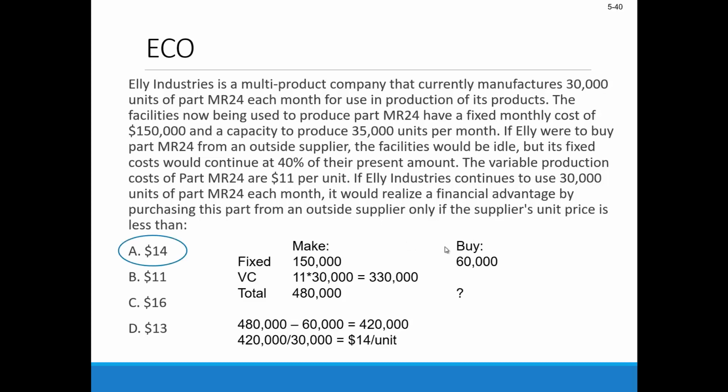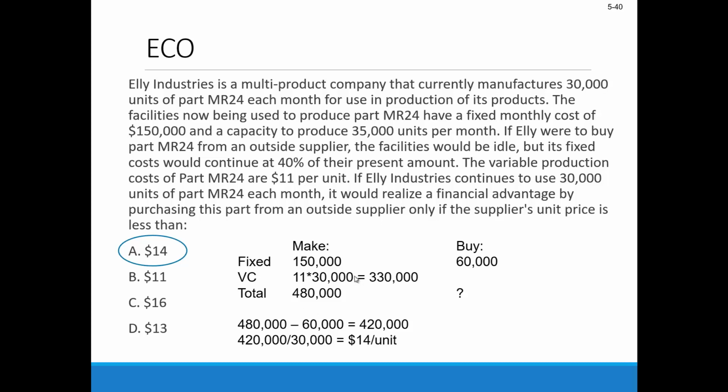So our answer there is $14. And again, we can lay this out side by side if we'd like to kind of think about the difference. Under the make scenario, we had the fixed cost of $150,000. Under the buy scenario, 40% of those were remaining, so $60,000 in total. Under the make scenario, we had the $11 per unit variable cost of production times the 30,000 units, for 330,000 total dollars. There's a total of 480,000.